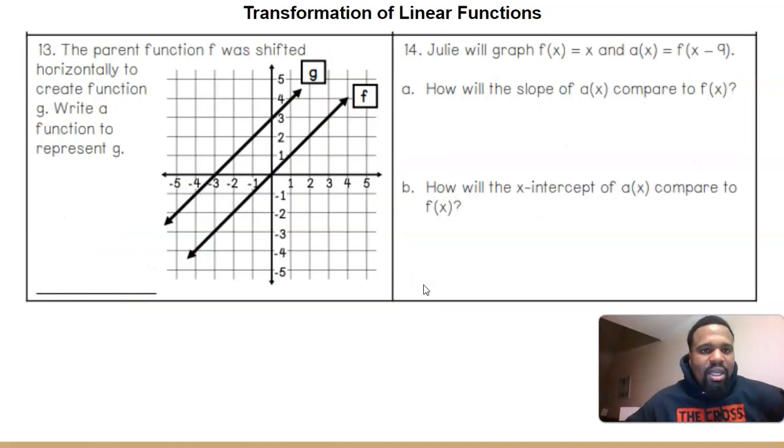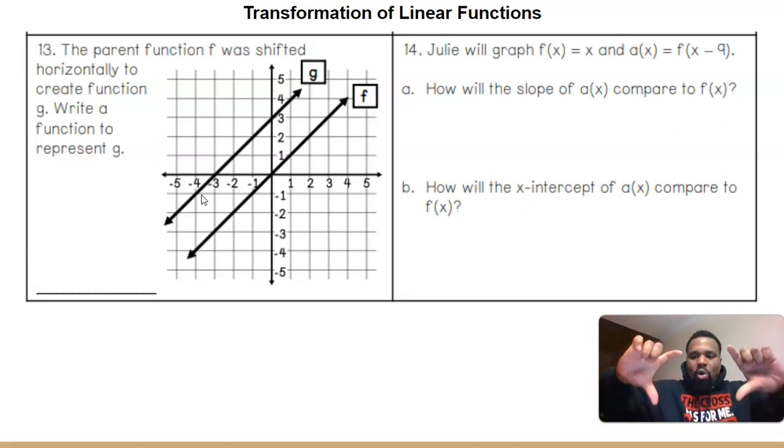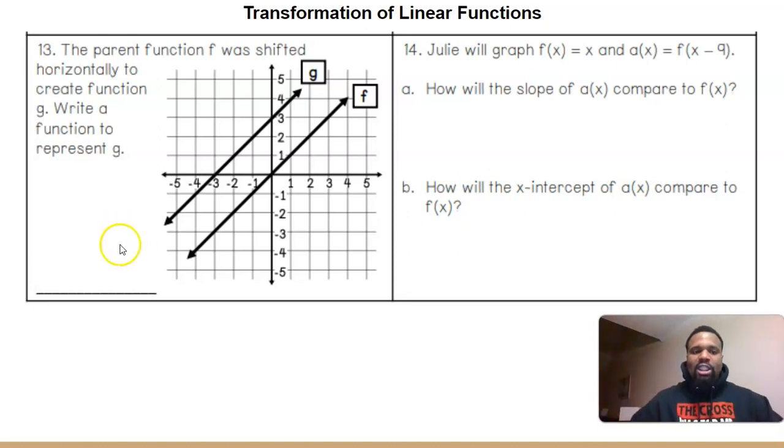So let's look at number 13. All right, and this is our parent function. We want to write the function of g of x. So this moves to the left 3 units. All right, so we move to the left. We're going to add. So f of x plus 3, that whole expression, x plus 3, is in parentheses.